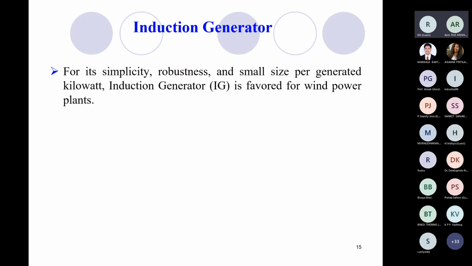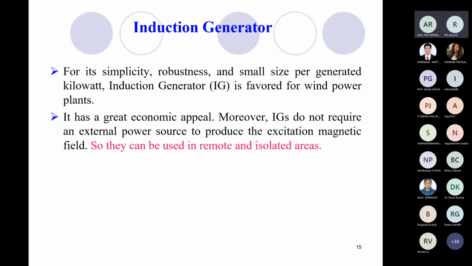Now, why induction generator? Induction generator, actually induction machine, we know that it is very simple in construction, it is robust, and from the generator operating point of view, its size per generated kilowatt is very small. So the wind induction generator is very much favorable for wind power extraction. It has a great economic appeal. That means while using this induction generator, it is very economic because of its cost with respect to its generated kilowatt. Its size is small, so cost is small, so it is economical.